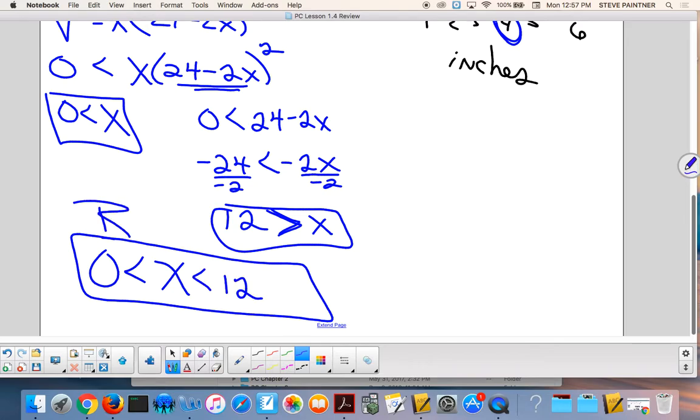All x's must be greater than 0, but less than 12. And of course, we're talking about what? Real numbers. So could my cut be 11.3? Yes. Sure. 10.1? Sure. I mean, anything between here and here in the group of real numbers. Okay?